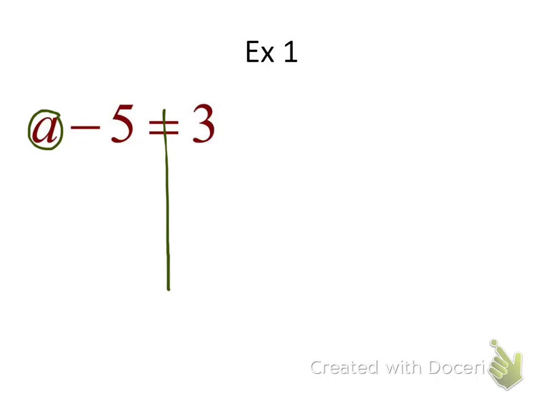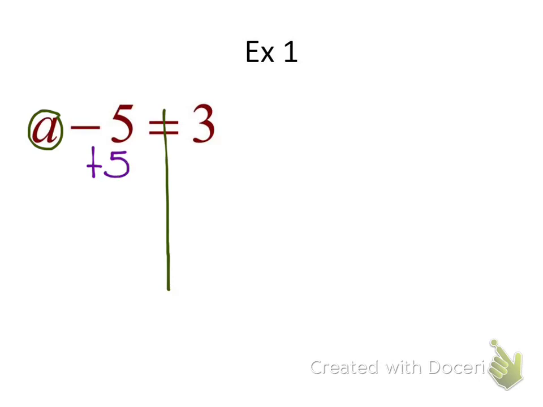If I want to get the variable by itself, what do I have to do? Plus 5. So you took the opposite of minus 5, which was plus 5. What's that called when you do the opposite? Inverse operation. So we're going to take a plus 5.